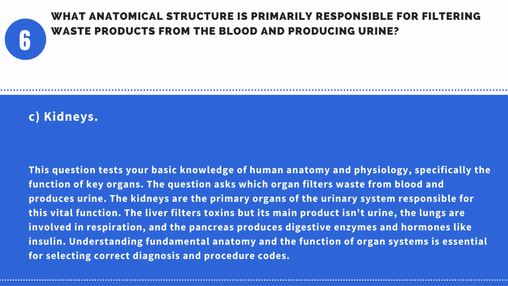The liver filters toxins, but its main product isn't urine. The lungs are involved in respiration, and the pancreas produces digestive enzymes and hormones like insulin. Understanding fundamental anatomy and the function of organ systems is essential for selecting correct diagnosis and procedure codes.